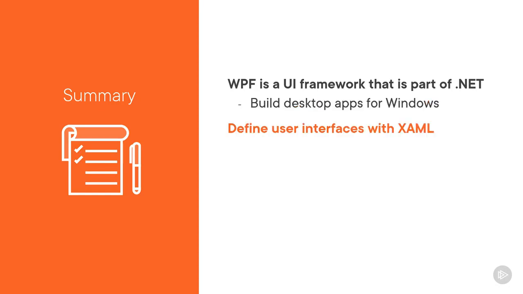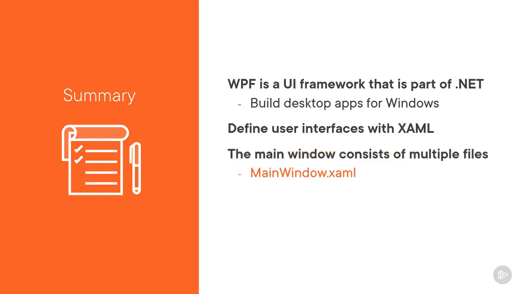One of the key features of WPF is that you define user interfaces with the Extensible Application Markup Language, or short XAML. You learned in this module that the main window of a WPF application consists of multiple files. The user interface is defined in a MainWindow.xaml file. Then there is a corresponding C# file that is called MainWindow.xaml.cs.